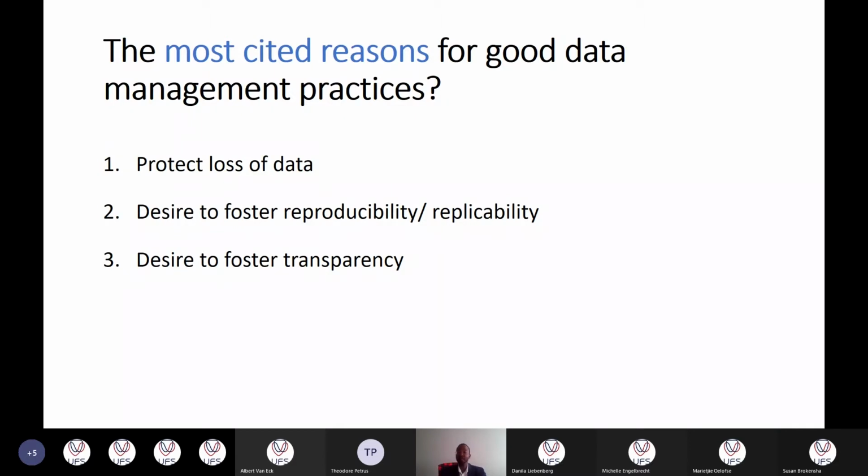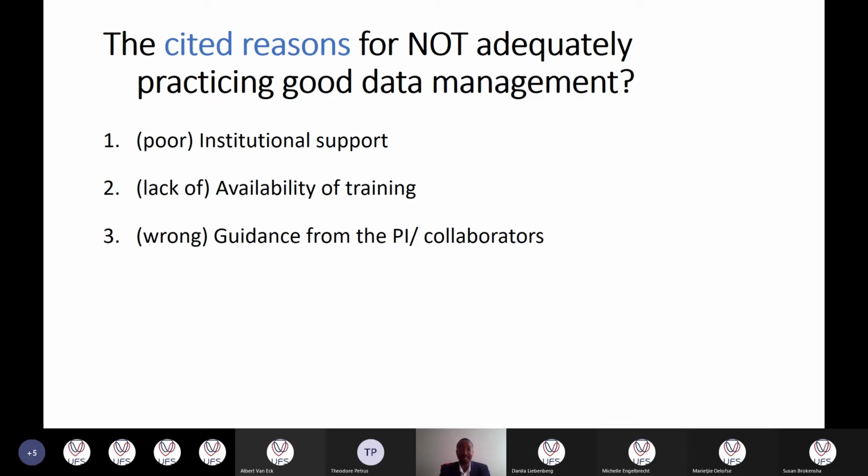They also have a desire to foster reproducibility or replicability, all right? So as you know, this is the bedrock of science, that the process that has been followed should be able to be replicated. And they want to foster the principle of transparency. So big ups to them. But let us now see why those who are not doing it are not doing it.